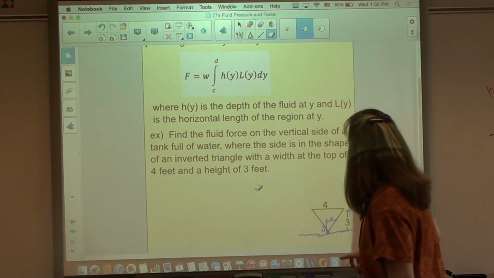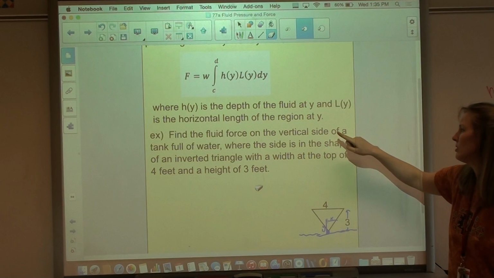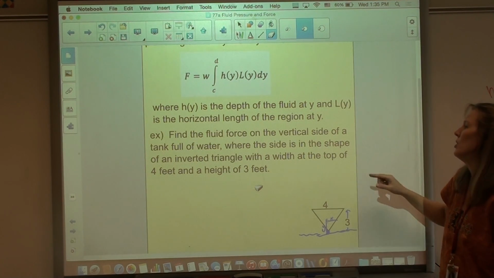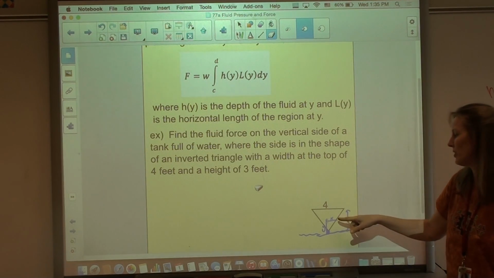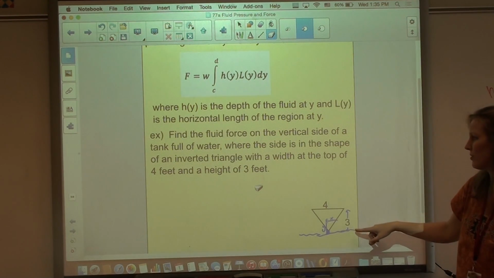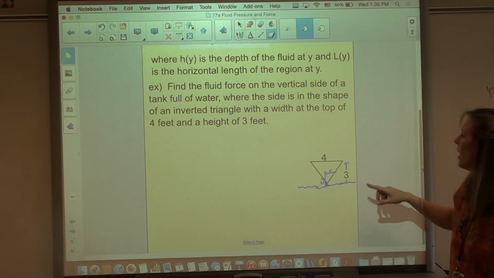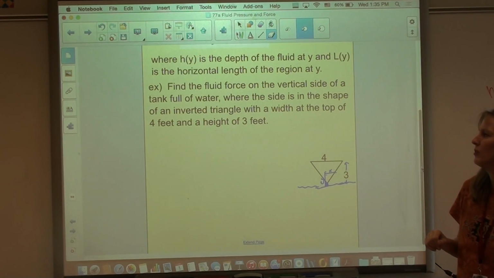Okay, so find the fluid force on the vertical side of a tank full of water where the side is in the shape of an inverted triangle with a width at the top of 4 and a height of 3. All right, so we're going to find the fluid force on the vertical side of a tank full of water.